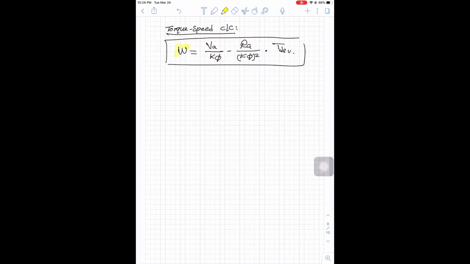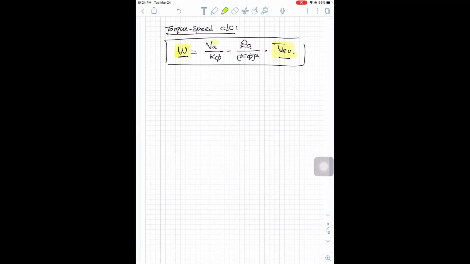So here omega is our y-axis and T developed is our x-axis. So we need to change this characteristic. What are the variables you see here? If you look at this equation, you have omega equal C1 minus C2 T developed. How can you change this characteristic? What are the variables you have here?